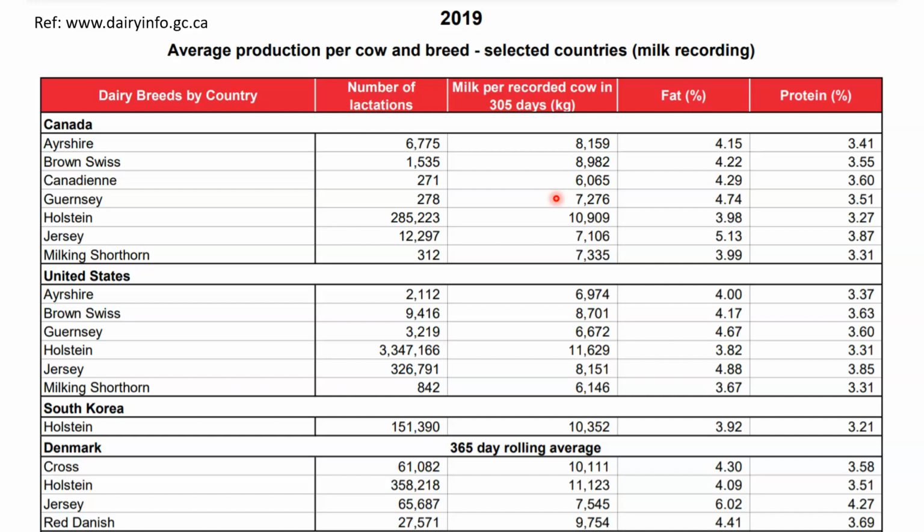Some of these animals were milked only once a day, some were milked twice a day, some were milked thrice a day. Do you think that once a day versus twice a day versus thrice a day milking has an effect on the total yield? Let's say identical twins. Same management, same nutrition, same farm, same climate, same everything. One animal was milked once a day, the other animal was milked twice a day. Which animal will give more milk at the end of the 305 days? The animal that was milked twice a day.